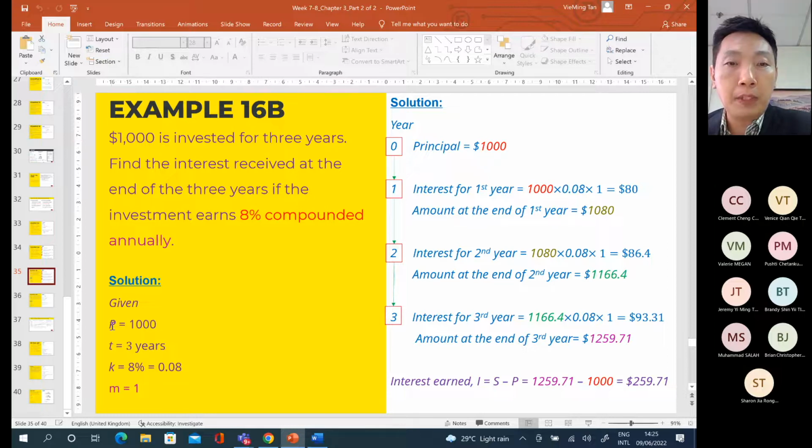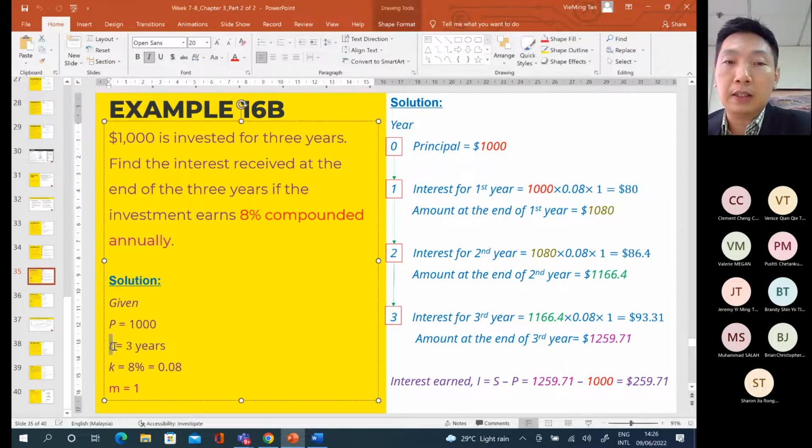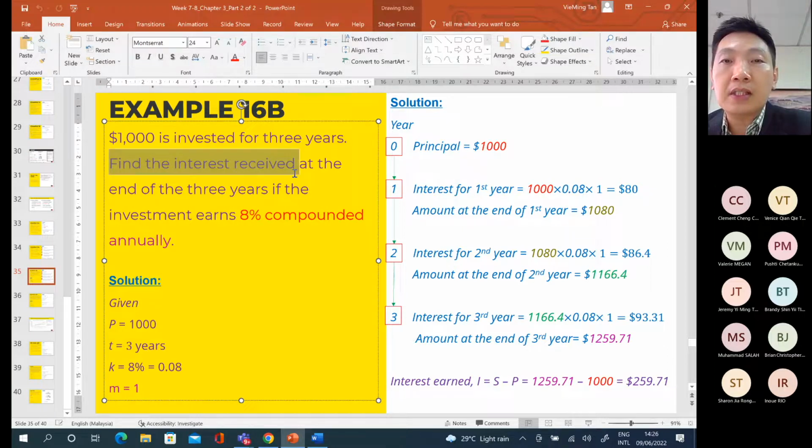So at the moment, I can put P equals 1,000, T equals 3 years. You can use small t or capital T, nothing wrong. Both are accepted. Okay. Next, what is the information given? You are asked to get the interest received. Interest received means interest earned. That means calculate the I.